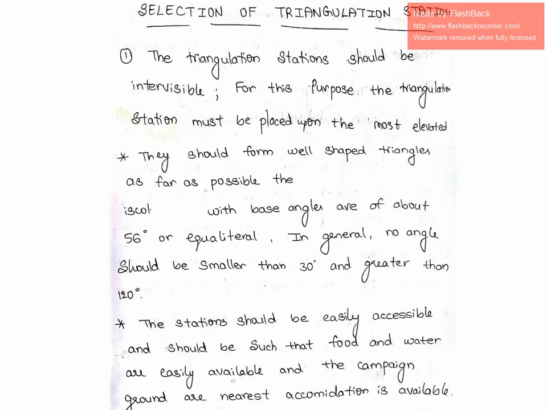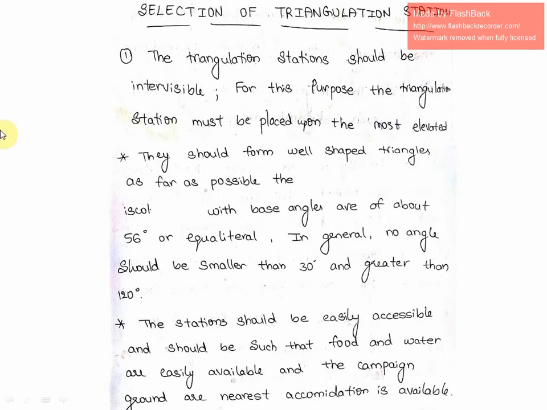Next is selection of triangulation station. Now we have gone through selection of triangulation system, selection of baseline, and how you mark the baseline. Now we'll go through the selection of triangulation station. Remember, system is different, station is different. The triangulation system is how you are going to divide the whole area, and station is nothing but the apex point of triangles.